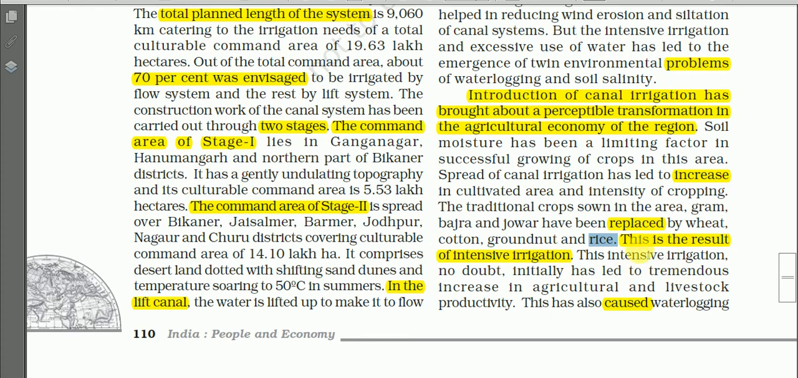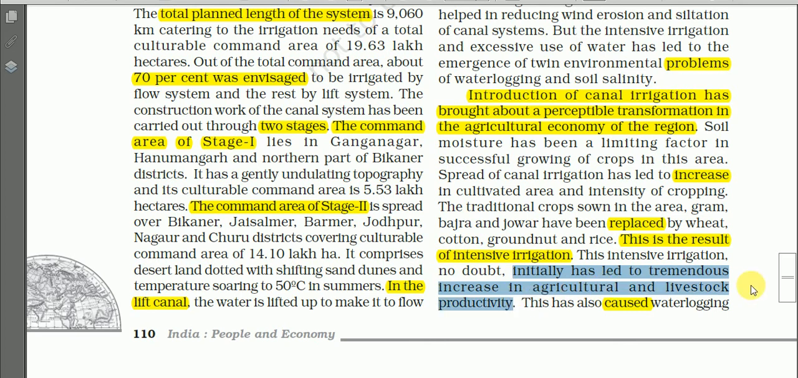And all this is the result of intensive irrigation. We can grow rice, wheat, groundnut, cotton in this area only because of canal irrigation. And this intensive irrigation, no doubt, initially has led to a tremendous increase in the agricultural and the livestock productivity.